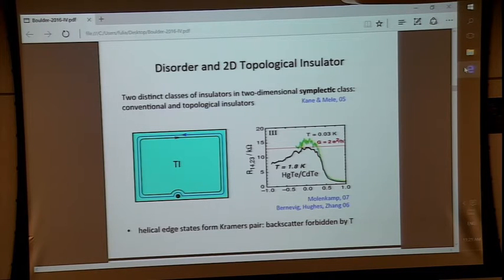What about the C2 invariant? That's exactly what I'm going to talk about in this lecture. That's the content of this lecture. So instead, that's exactly the point of this lecture, that the insight from topological insulators will help us fix the theory of Anderson transition in the symplectic class.